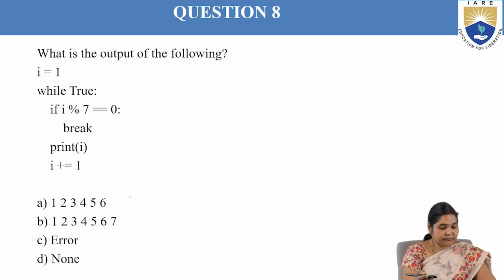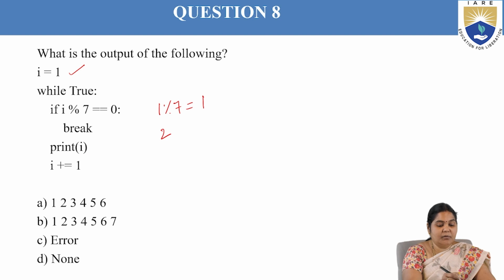Next. This is a simple while loop again. Initially, i value is equal to 1, while true. So the while loop is always true. Now, if i modulo 7 is equal to 0, break. Any number modulo 7 will give you some remainder. If the number is equal to 1, so 1 modulo 7 is how much? It is 1.